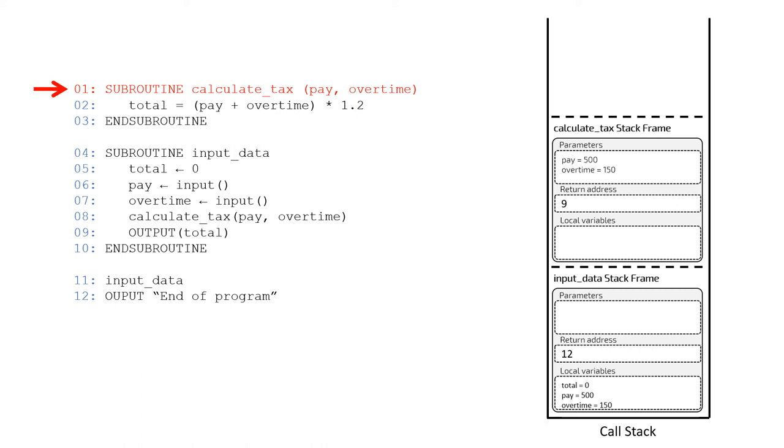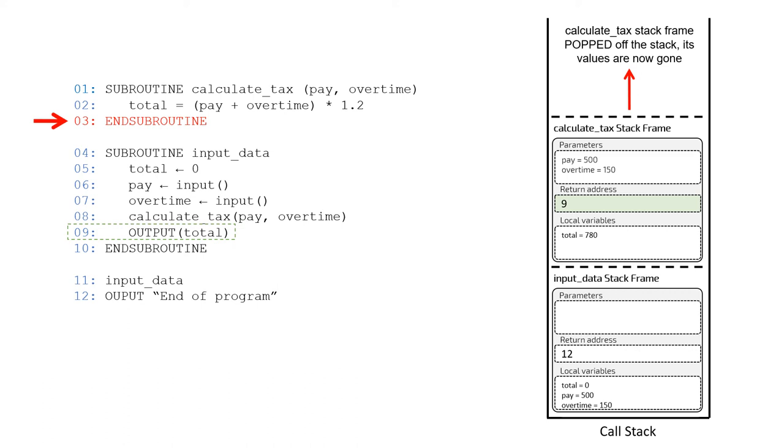Now we can proceed with the subroutine calculate_tax. So here it sets a local variable called total. And again, notice we already have a variable called total. It exists inside the input_data stack frame, but this is a totally separate local variable. It performs a calculation and the result of that is 780. Now at this point, we hit the end of the subroutine calculate_tax, and we know we need to return to line 9 to carry on executing our program.